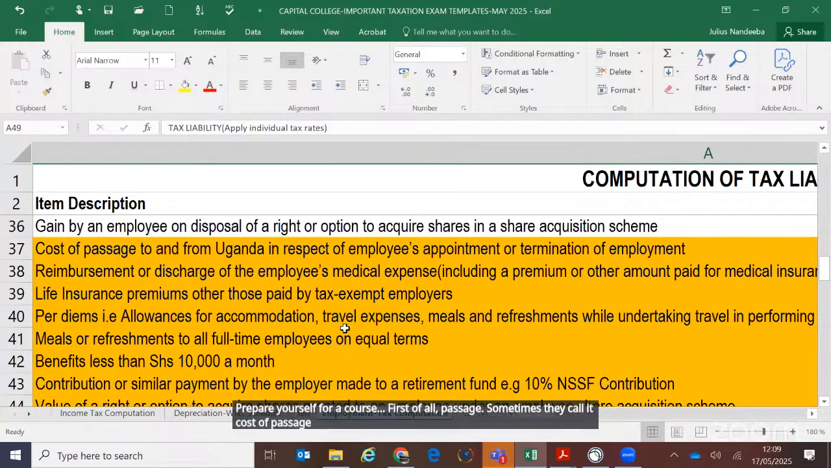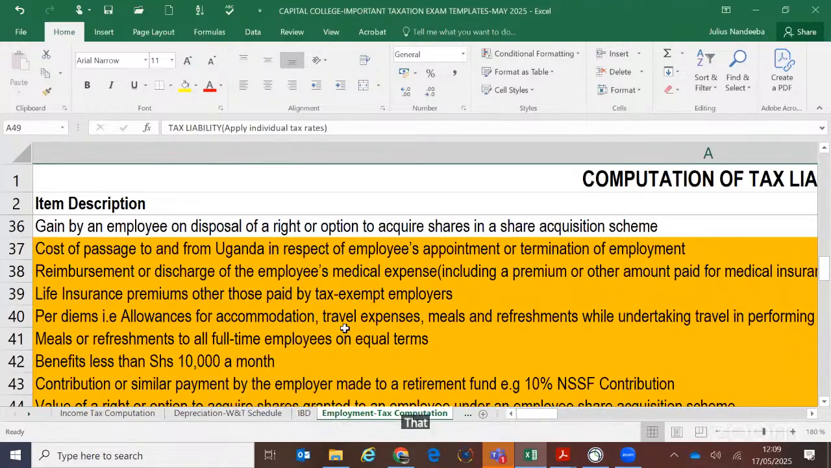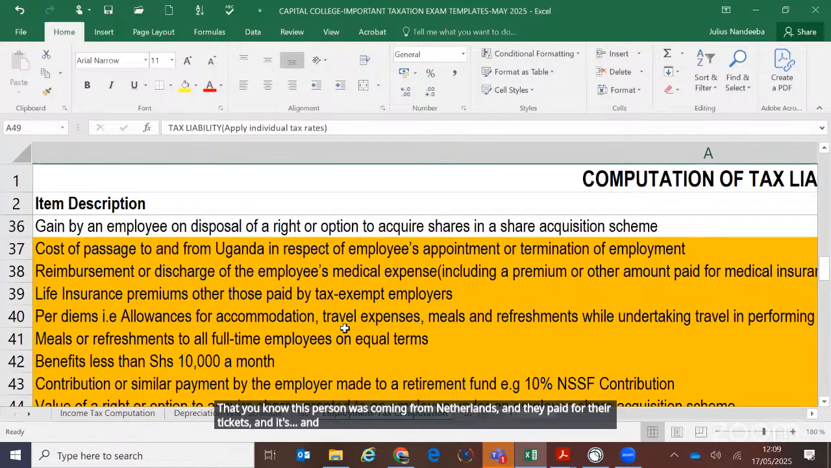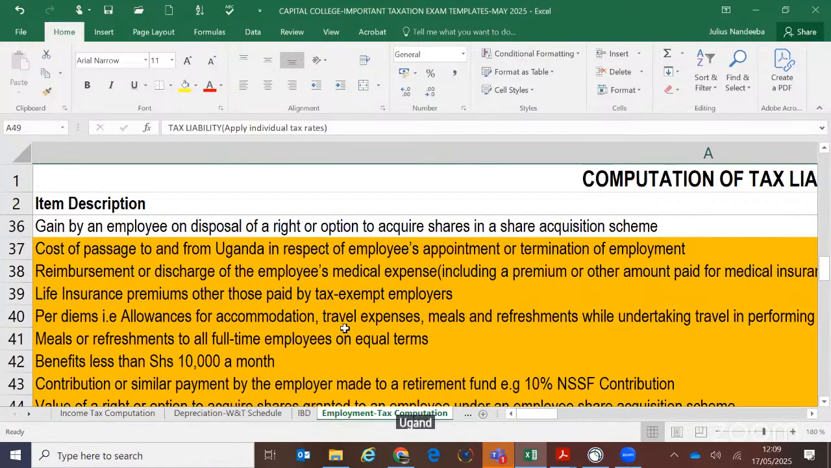Sometimes they call it relocation costs. Sometimes they only describe what they did. That you know this person was coming from Netherlands and they paid for their tickets and his family to come to Uganda. That is what we are calling passage costs. And please note, passage costs do not include the means costs.